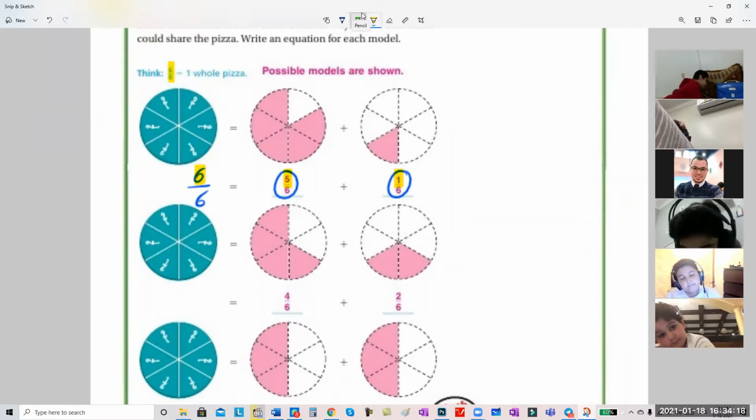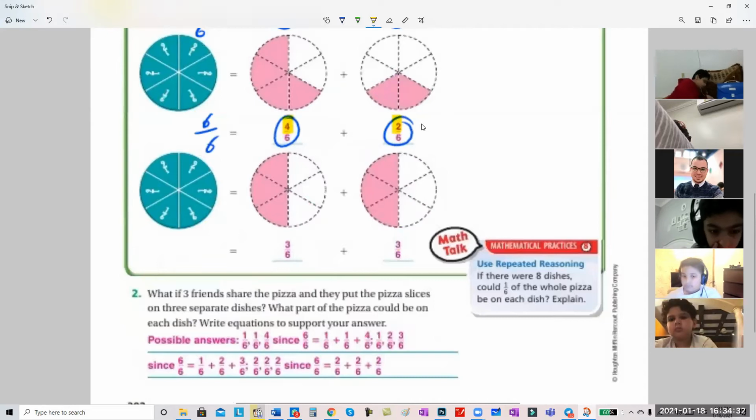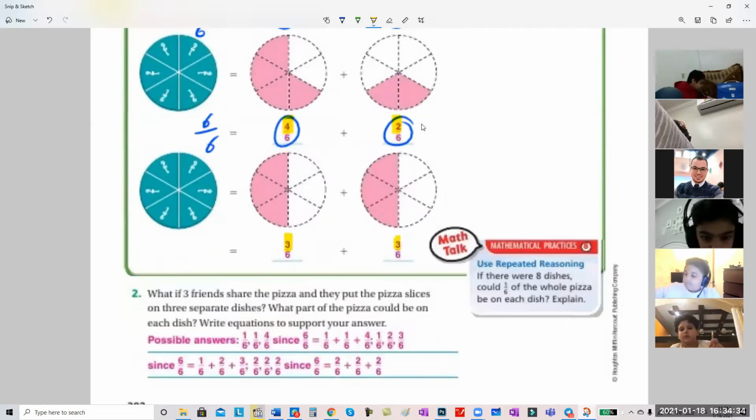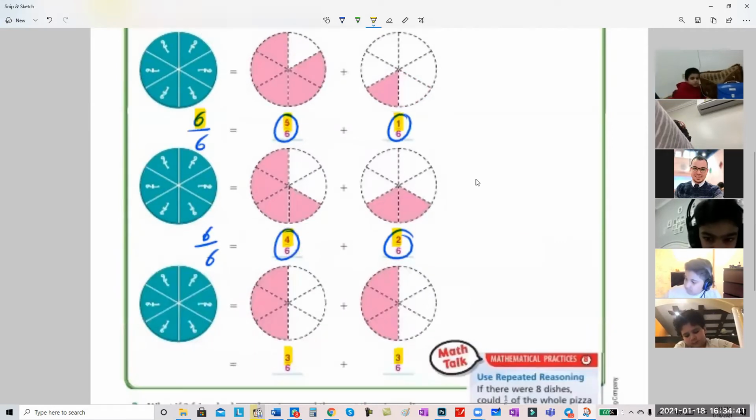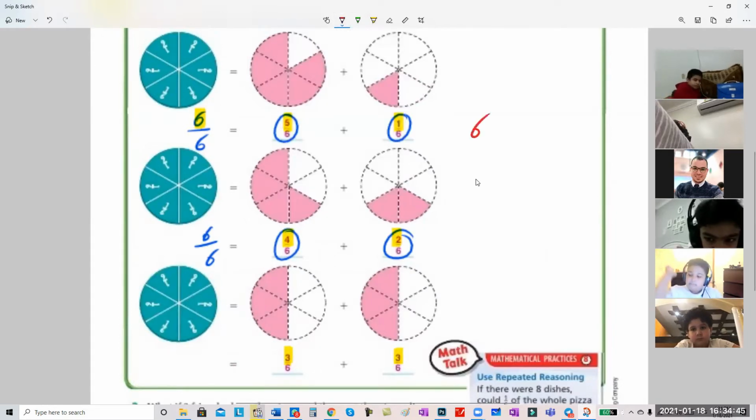The next way, we can write 6 over 6 as 4 over 6 plus 2 over 6, because 4 plus 2 equals 6. We have a third way here, which is 3 over 6 plus 3 over 6, because 3 plus 3 equals 6. If I ask you to write 6 over 6 in another way, as something plus something plus something?